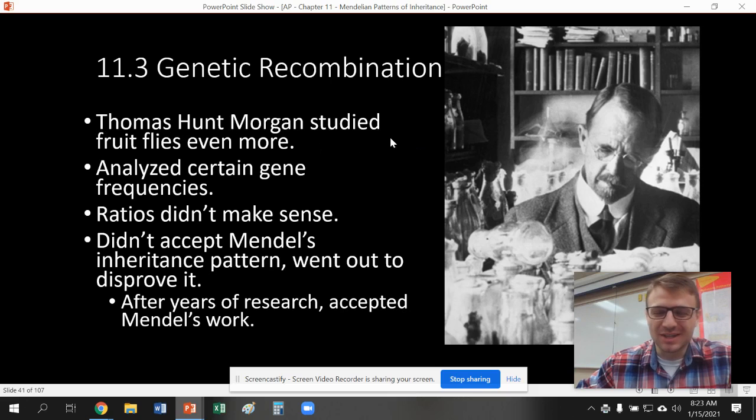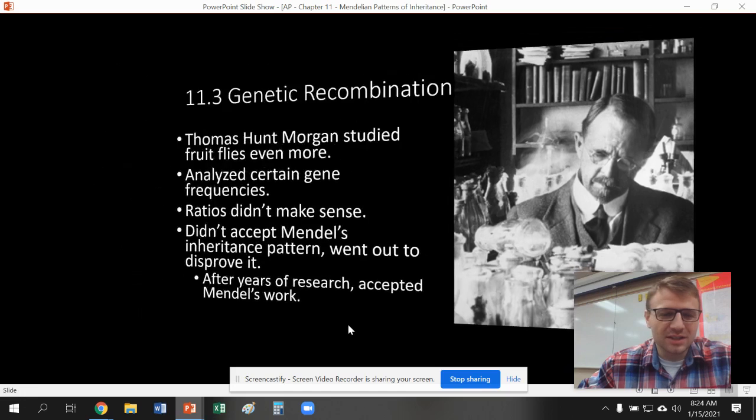So Thomas Hunt Morgan, we talked a little bit about maybe in some classes. I think I took this out of the PowerPoint later on, just because I wanted to focus it more on this section. But he worked with fruit flies, and he analyzed their gene frequencies from parent to offspring. And interestingly enough, he didn't accept Mendel's inheritance pattern, and he went out to disprove it.